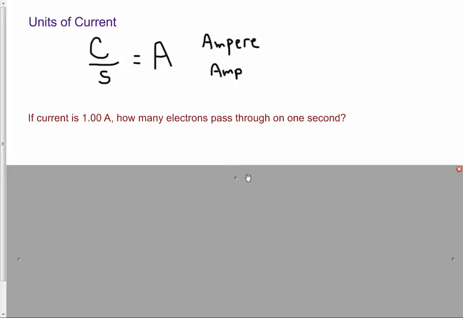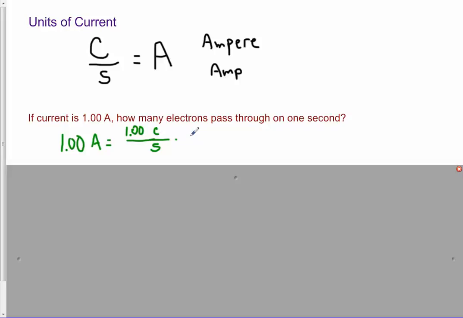So let's do a little problem. Let's say we have a 1 amp current. How many electrons are passing a given point every second? Okay, so just so we have a sense of what an ampere is. Well, 1 amp is really coulombs per second, so this is 1 coulomb per second.